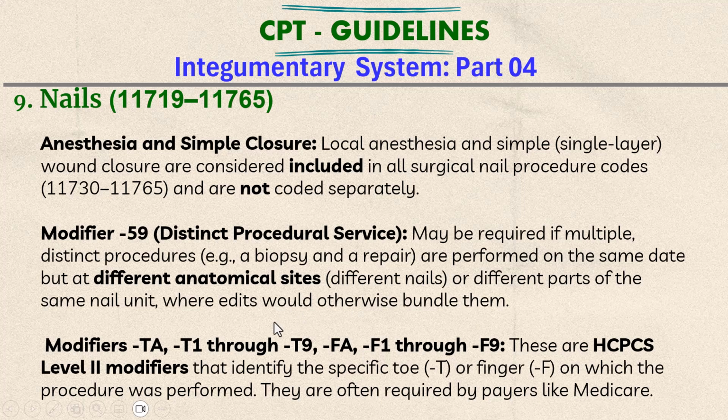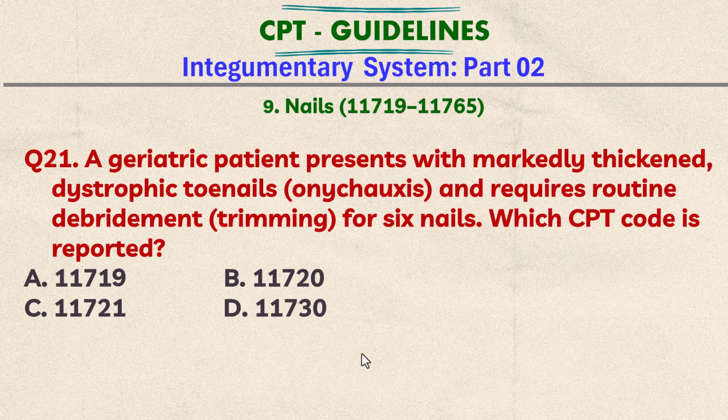Modifiers: the HCPCS modifiers like TA, T1 through T9, and FA, F1 through F9. These are HCPCS level 2 modifiers that identify the specific toe or nail on which the procedure was performed. They are often required by payers like Medicare. So when you do the question, you will understand this. So let's do a couple of questions.